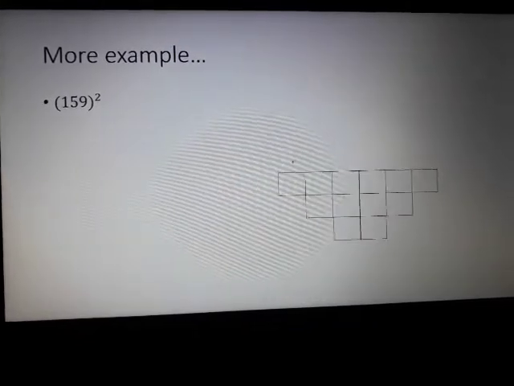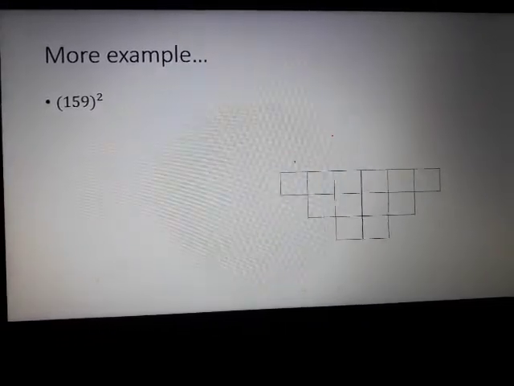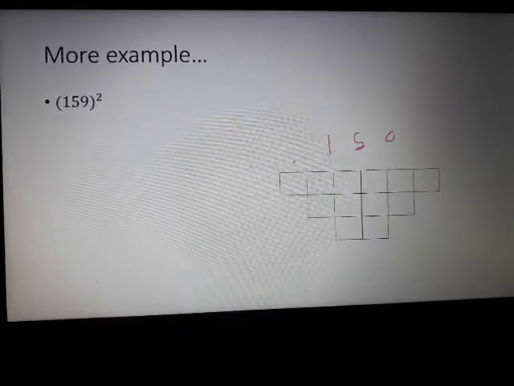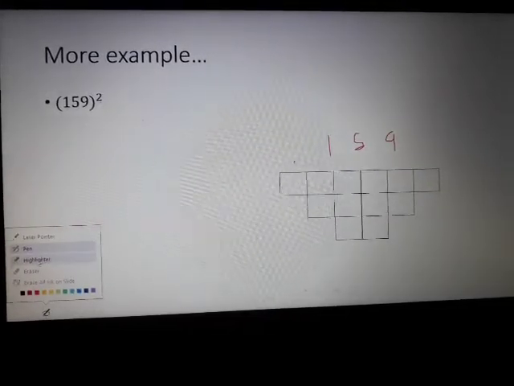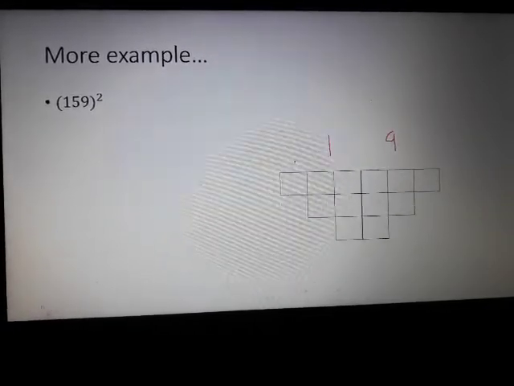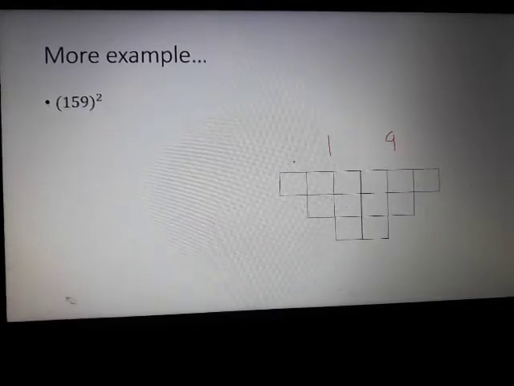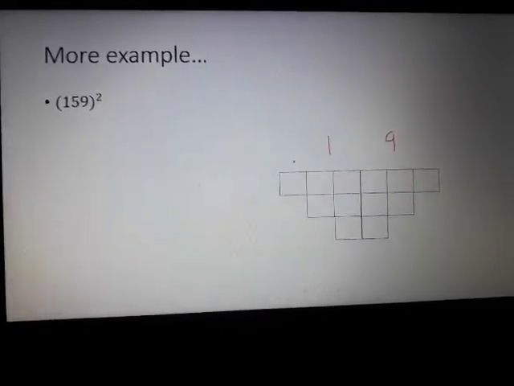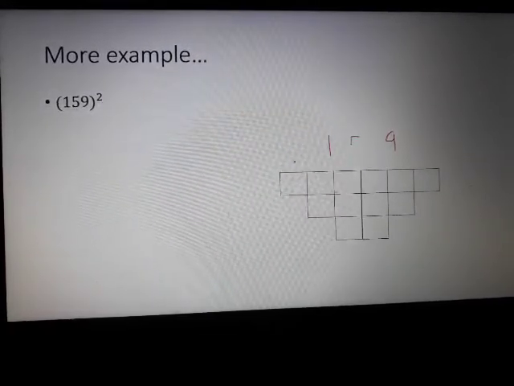Now let's find the square of 159. To begin with, write 159 over here and draw the inverted pyramid as shown like this, with 6 boxes in the first row, 4 boxes in the second row, and 2 boxes in the third row. So our question is 159.